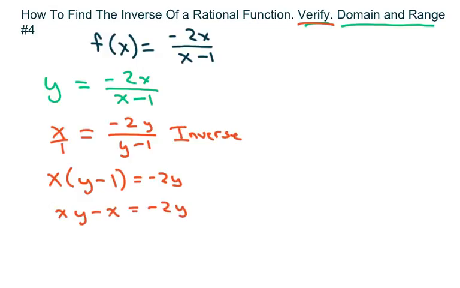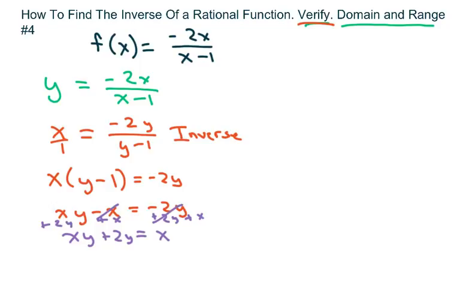Now I'm going to group my y's together. I'm going to put my y's on the left and my x's on the right. So basically I'm going to move the 2y over and you get xy plus 2y, and I'm going to add the x to both sides. So I'm adding x here, and I'm adding 2y to both sides, and I'm adding x. So this would cancel, and you're just going to get x over here.